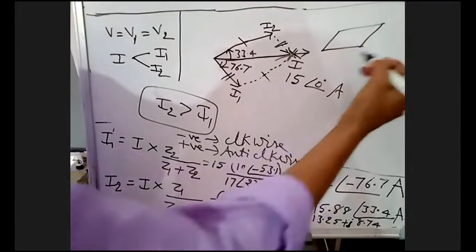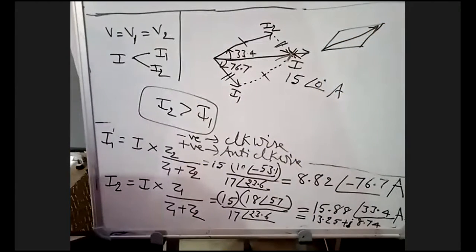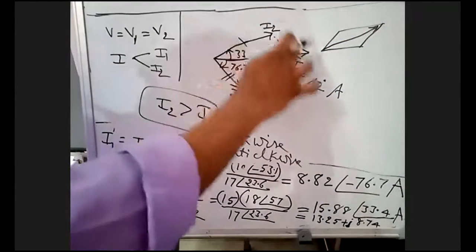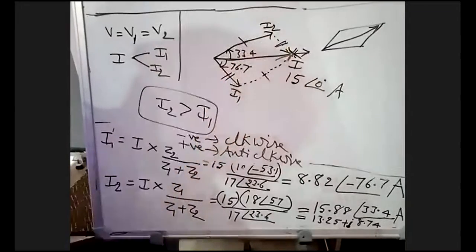If this is the parallelogram, this is the diagonal. Similarly here, this is the diagonal. Your I is the resultant of I1 and I2.